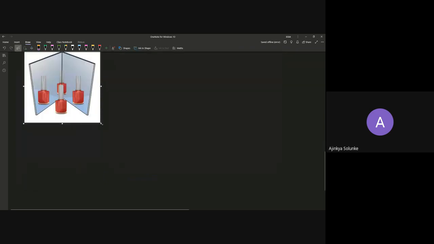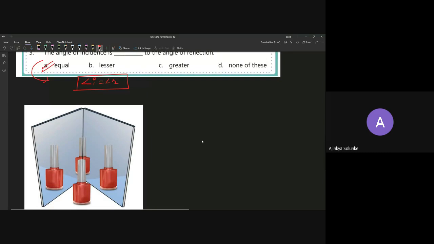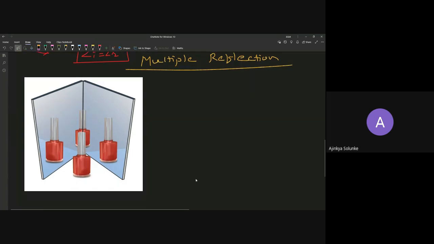Let us talk about a new concept now. The name of the concept is multiple reflection. There are different ways in which you can keep mirrors against each other. There can be three mirrors, two mirrors, or four mirrors. But in our syllabus, we have only multiple reflection of two mirrors. If you keep an object in front of them, obviously we are going to get multiple images, right? Same thing that happens in a shop where there are parallel mirrors kept.